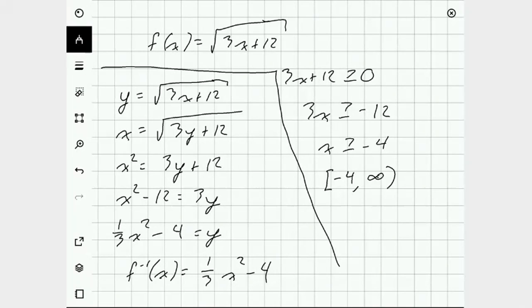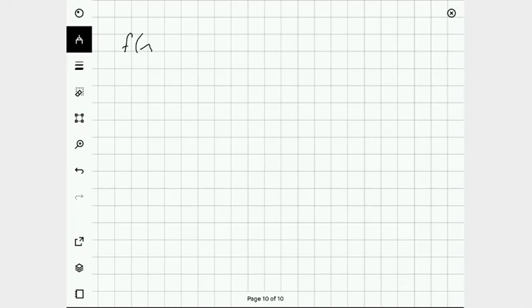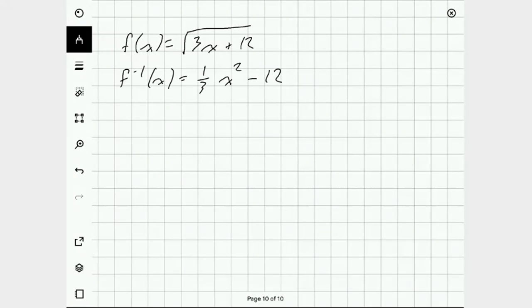But again, we have to think about the domain of this function. And thinking about that can be easier looking at the graphs. Our original function, f of x, is the square root of 3x plus 12. Our inverse function, f inverse of x, was 1/3 x squared minus 4. And if we graph the square root of 3x plus 12, we get something that looks kind of like that. If we graph 1/3 x squared minus 4, we'll end up with a graph that looks something like this.